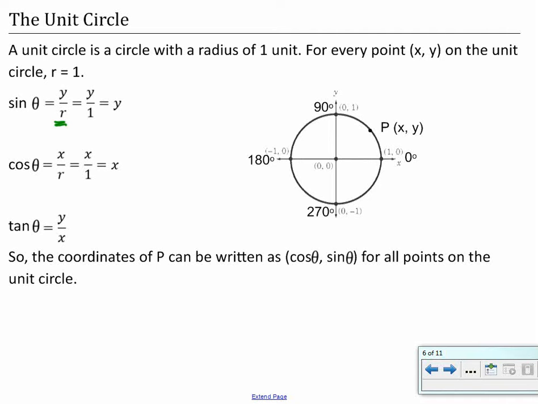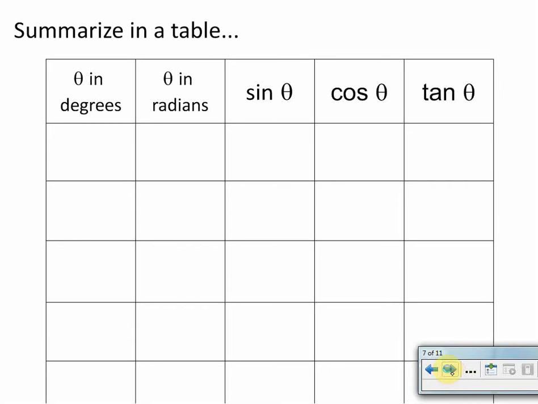If I wanted to find the tangent values, I could just take the y and divide it by the x, which would also be the sine value over the cosine value. So the coordinates of P can be written as sine theta comma cosine theta for all points on the unit circle. So if you memorize the unit circle, or at least the first quadrant of the unit circle, you don't have to draw out a special right triangle every time to figure it out. So we can summarize all of these values in a table if you don't want to have to draw a circle every time.